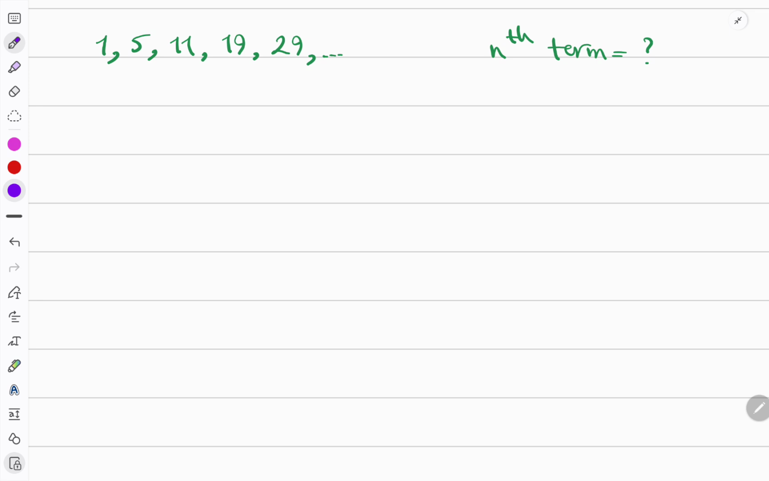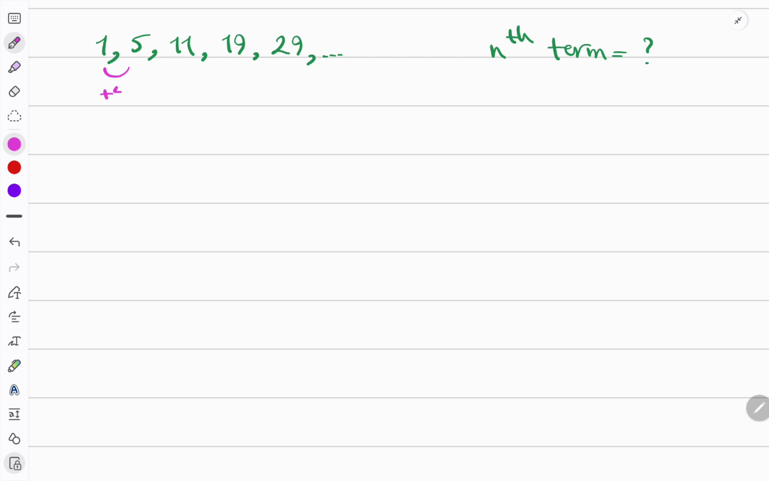Okay, without further ado, let's get started. We have this sequence 1, 5, 11, 19, 29, and we are going to find the nth term, or the rule, of this sequence. The first step is to find the difference between terms.